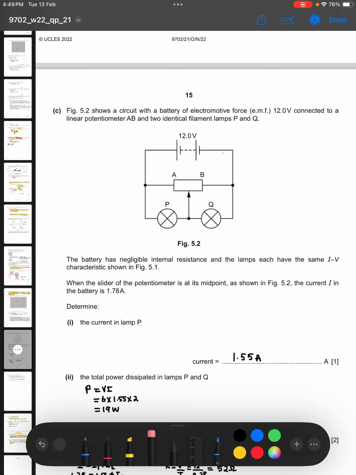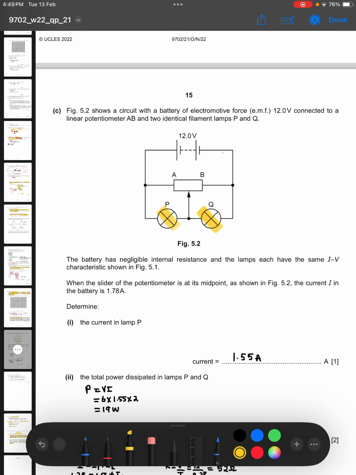Figure 5.2 shows a circuit with a battery of EMF 12 volts connected to a linear potentiometer AB and two identical lamps. So this lamp here and this lamp are identical, meaning that they've got the same resistance. They behave the same way with the same amount of current or the same PD across them.